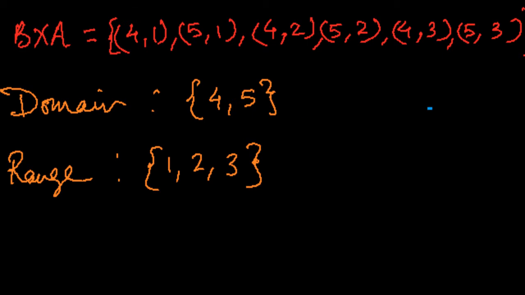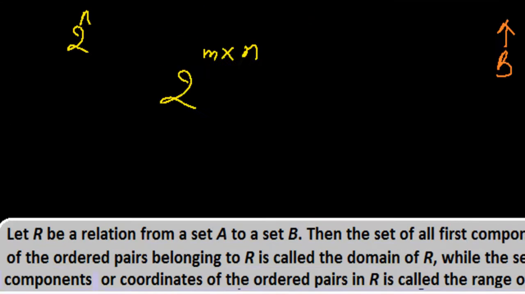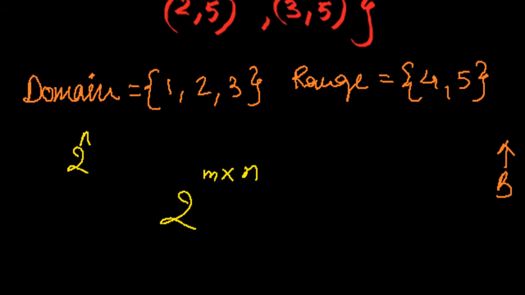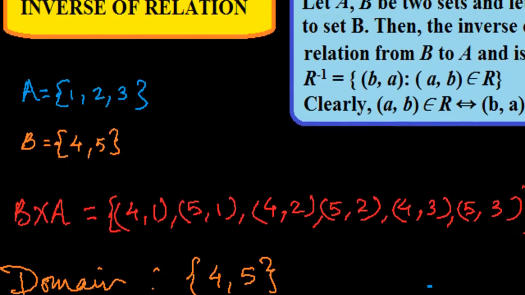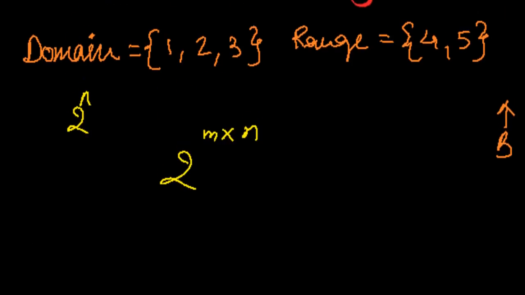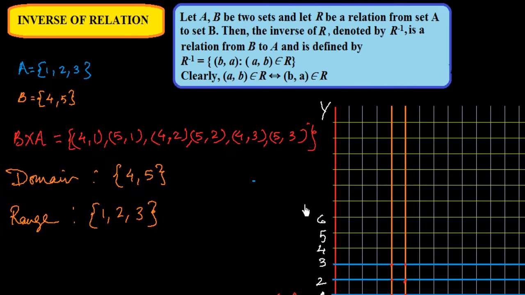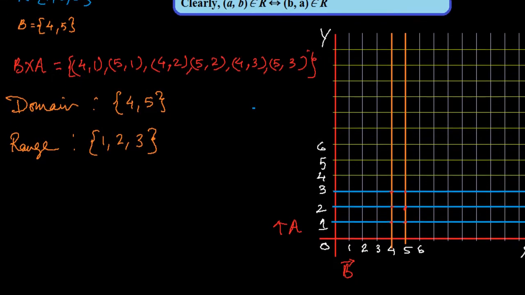So look at both. If we compare both the sets, here the domain is 1, 2, 3 and the range is 1, 2, 3. Here the domain is 4, 5, and here the range is 1, 2, 3. It interchanges the axis. So this is the inverse of a relation. In this way we could easily find out the inverse of a relation.